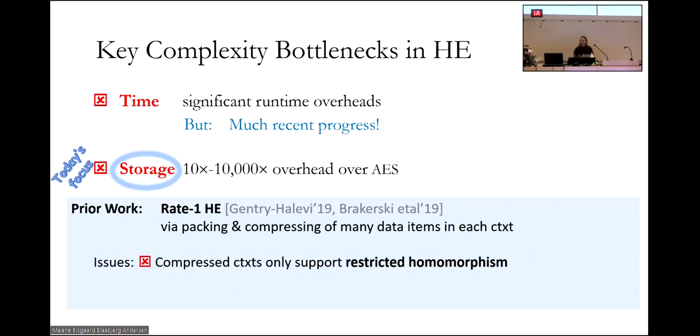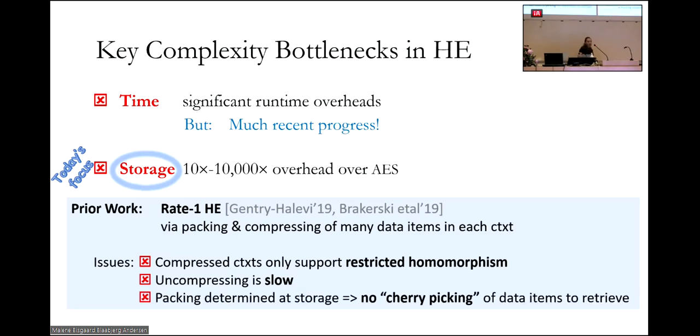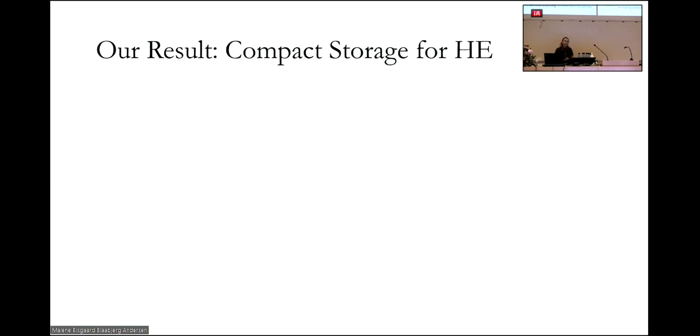Okay. So if we want to get back the original homomorphism, we need to do uncompressing, and this is very slow. And again, going back to the packing thing, here we also need to determine upon storage exactly the packing. What data we pack together, okay, which does not allow us the cherry picking that we really want.